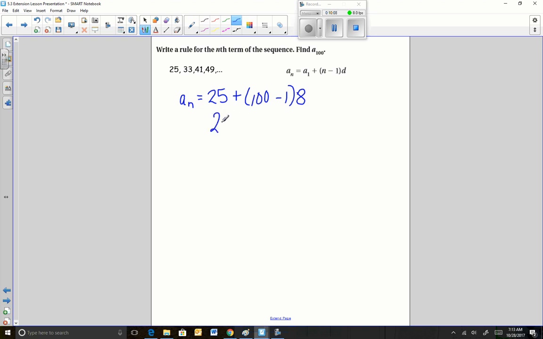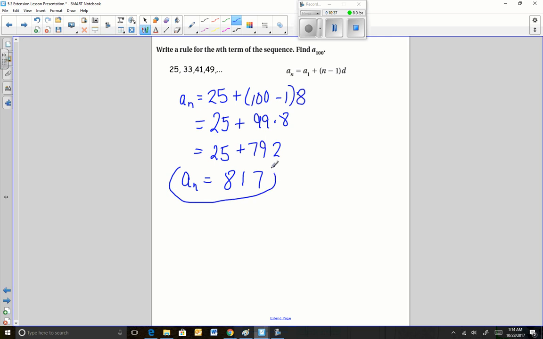So now I do 25 plus 99 times 8. 8 times 9 is 72, and then we have another 72, add your 7, so you get 79, plus 25, of course, and these are all a sub n. And so finally our a sub n equals 5 plus 2 is 7, 2 plus 9 is 11, carry your 1, 817. So I could write this as a100 because I found the 100th term. The 100th term is 817.